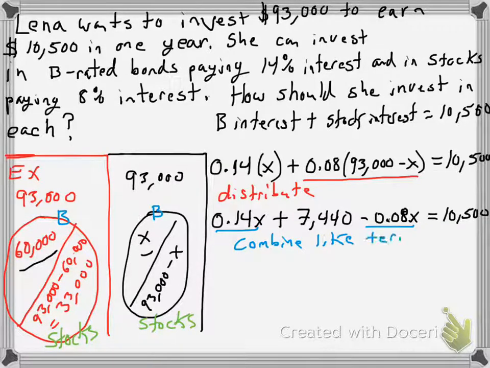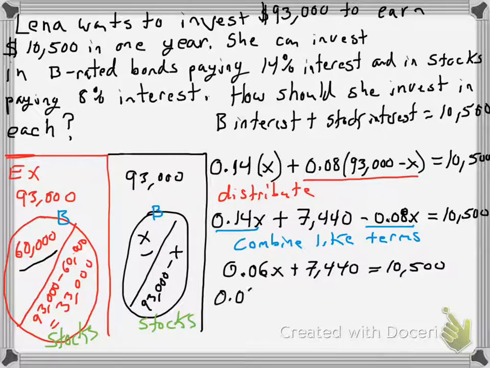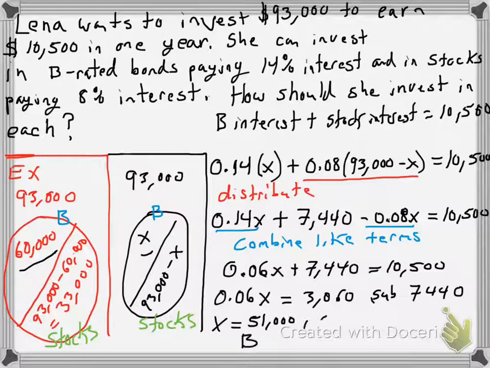So it's going to be 0.06x plus 7,440 equals 10,500. And what we did here is I subtracted the 7,440 from both sides, and then I divided by 0.06. Okay, so I get a number that's X, and we have to remember what X represented. X represented the B-rated bond, so that's the 51,000 there.